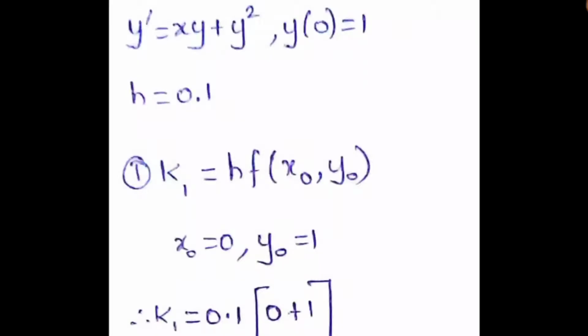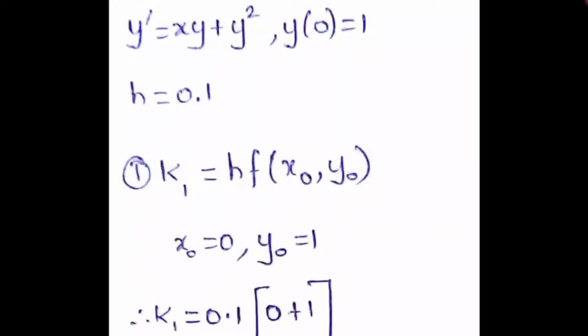First we have taken y dash equal to xy plus y square. So we have to find the 4 orders. We are going to find k1, k2, k3 and k4. After that we have to use these 4 values in a formula to find out y of 0.1.